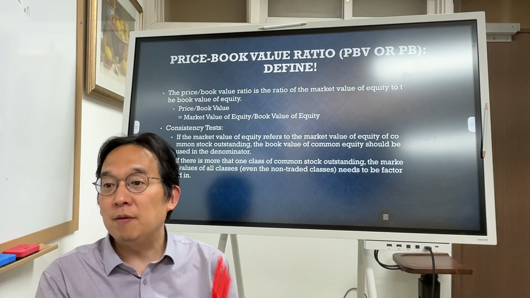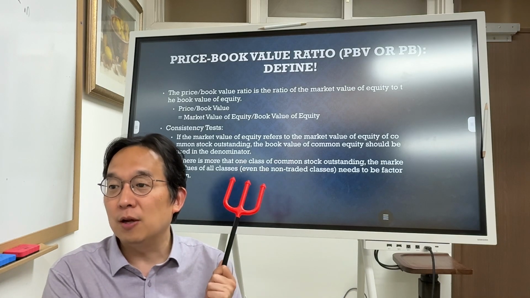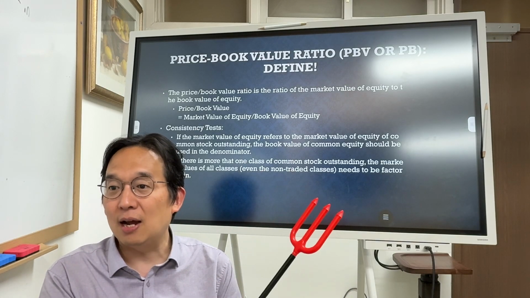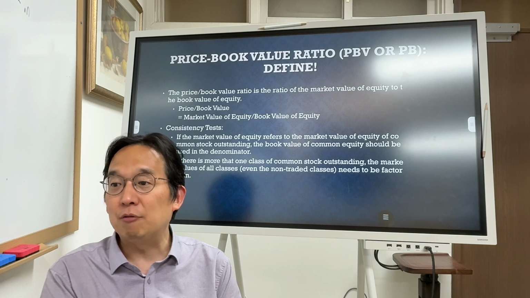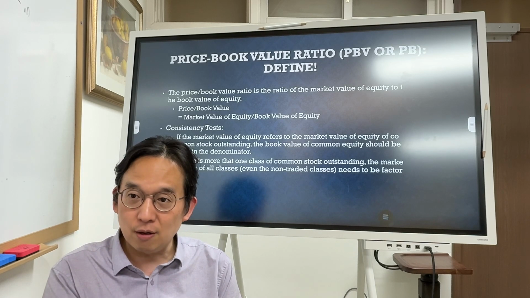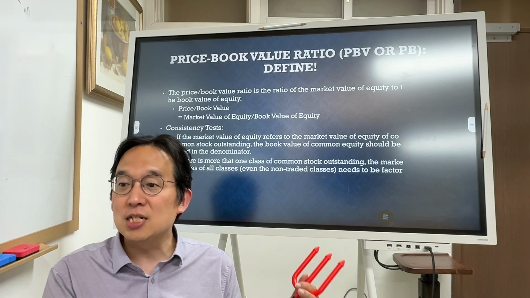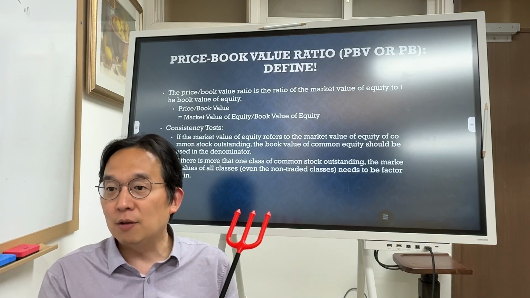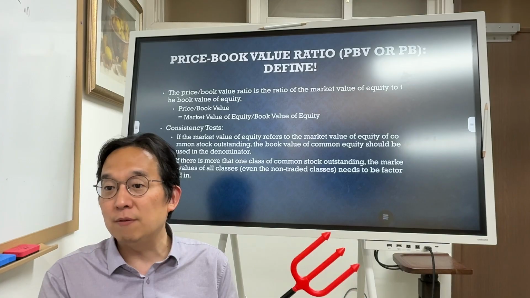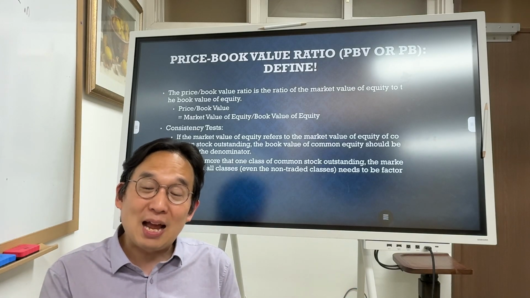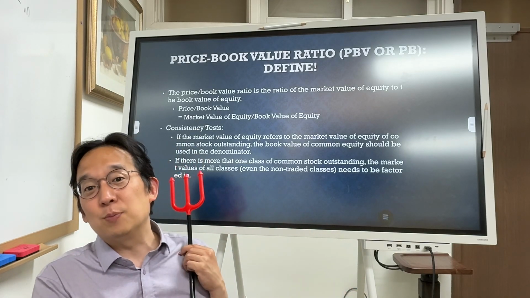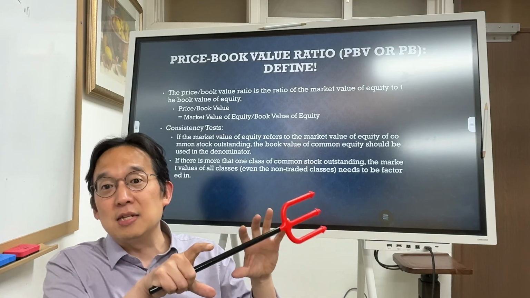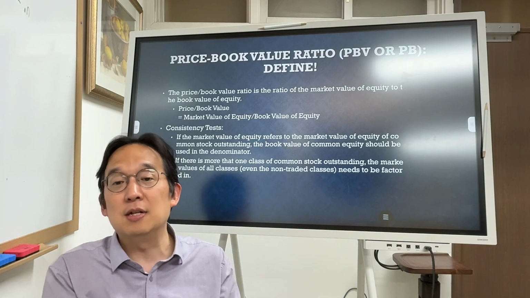If the market value of equity refers to the market value of common stock outstanding, the book value of common equity should be used in the denominator. If there is more than one class of common stock, like class A shares and class B shares, then the market values of all classes need to be factored in. But I think this is the textbook authors' purest, strictest sense.